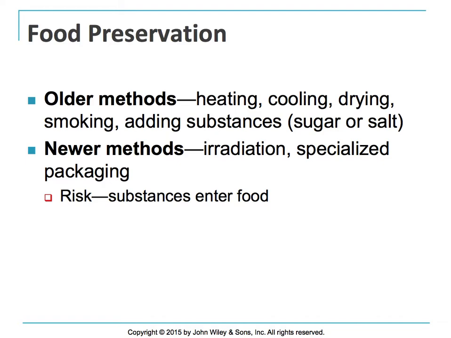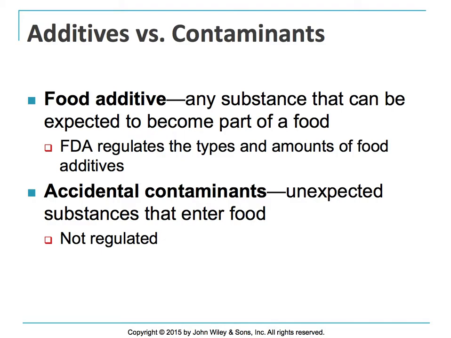The risk is, of course, that you can still have substances that enter the foods. A couple of quick definitions: the difference between additives and contaminants. Food additives are any substance that can be expected to become a part of the food. The FDA does regulate the type and amount of food additives. Then we have accidental contaminants, which are unexpected substances that enter the food, and these aren't regulated.